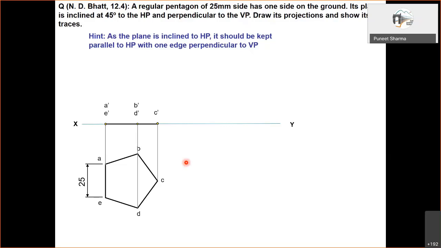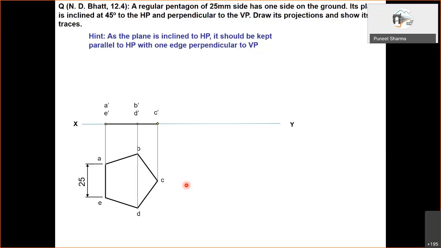And when I do so, the plane will continue to remain perpendicular to the vertical plane as long as this front view is a line view, and whatever orientation I give to it, it will continue to remain perpendicular to the vertical plane. That's what we have seen from the pictorial presentation on the previous slide. So that is one thing.